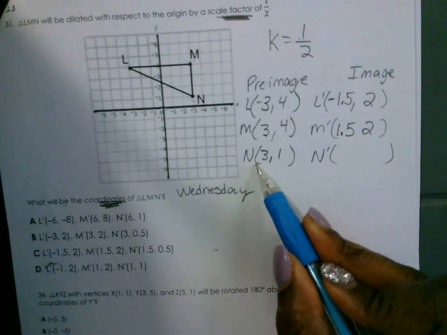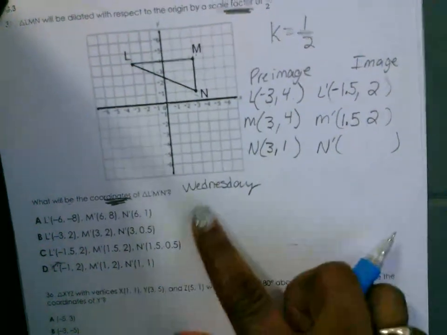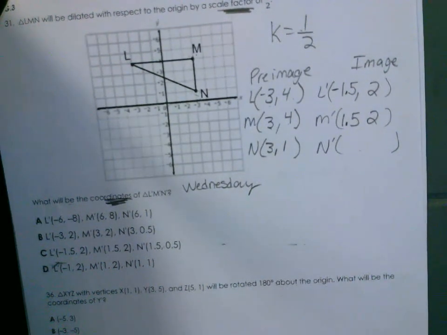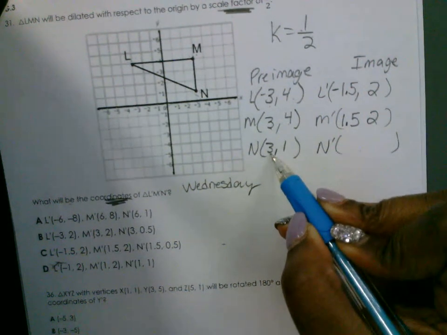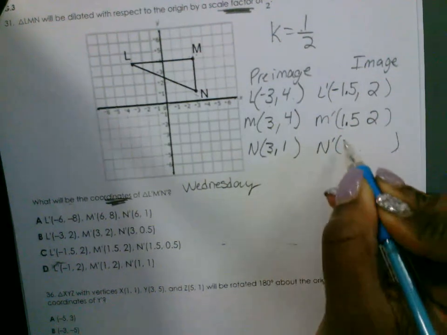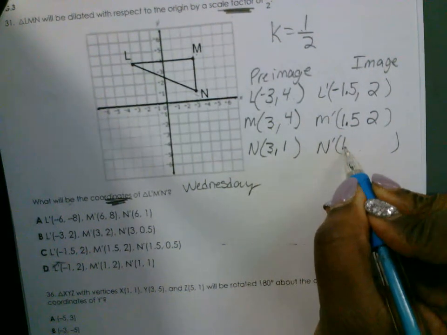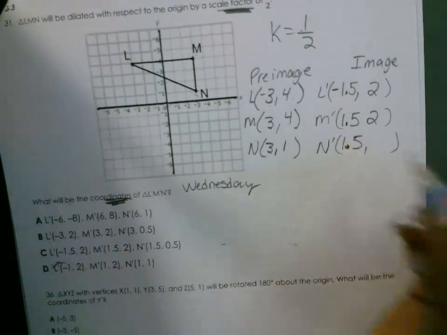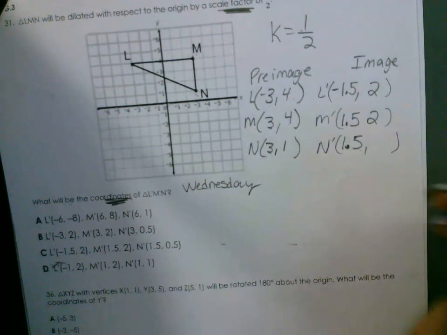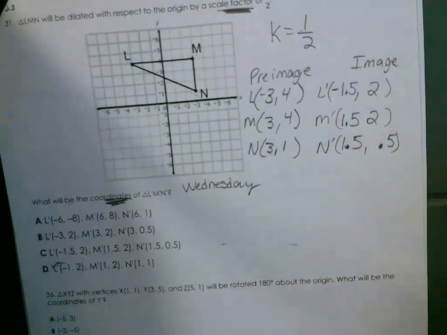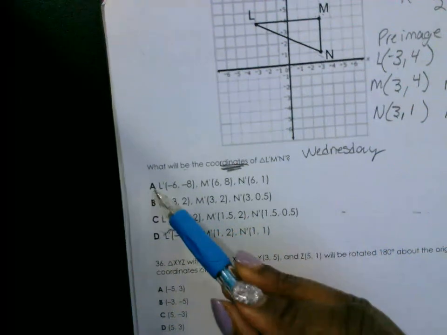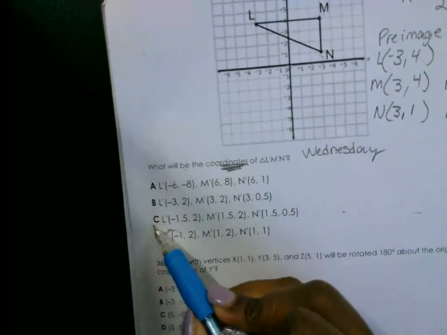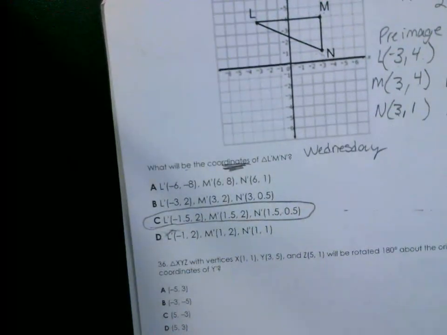Now see if you can get N by yourself and then choose the correct answer down here. I'm going to pause for the calls. All right. What's the new location for N? What's half of 3? 1.5. You're multiplying. You said you got to divide there. Okay. And then what's half of 1? 0.5. Very good. Now which one of these is the answer choice, A, B, C, or D? C. Okay. C.